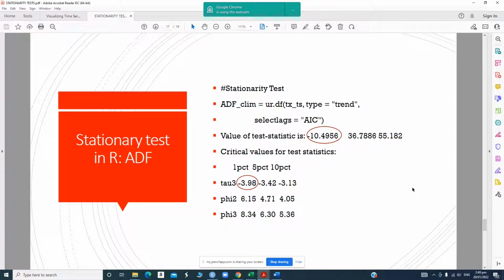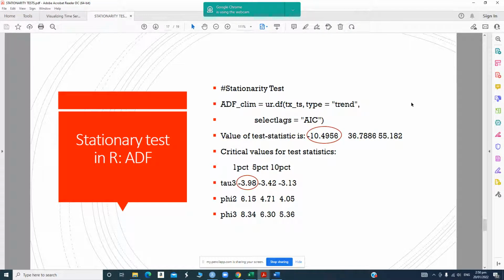And to carry out the stationarity test in R is very straightforward. We need this package, unit root cointegration, URCA. And the function for the ADF is ur.df. So this is our climate data time series.